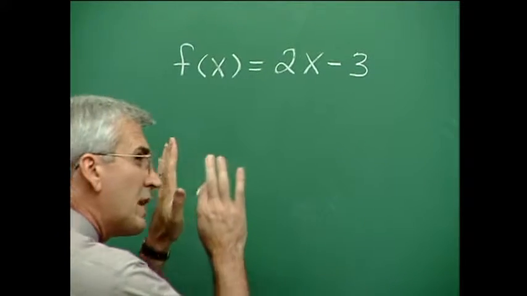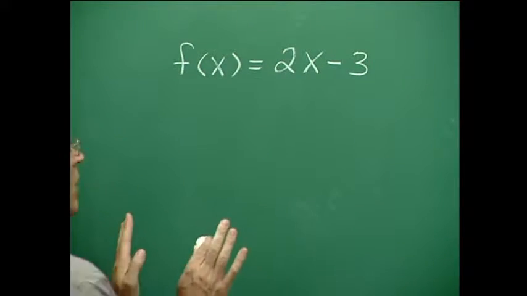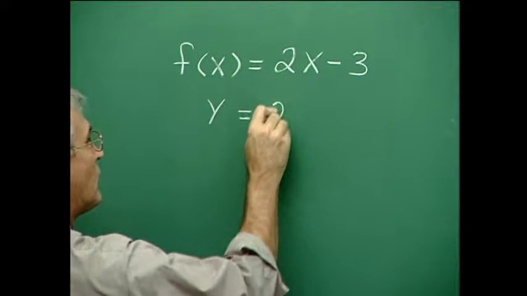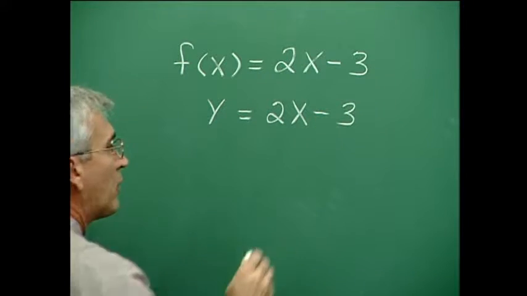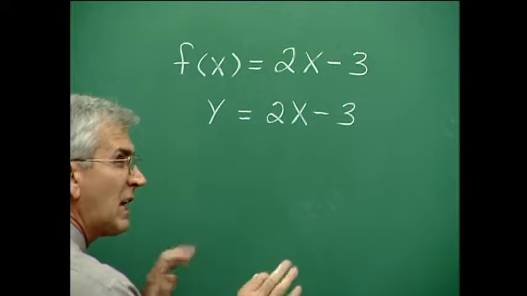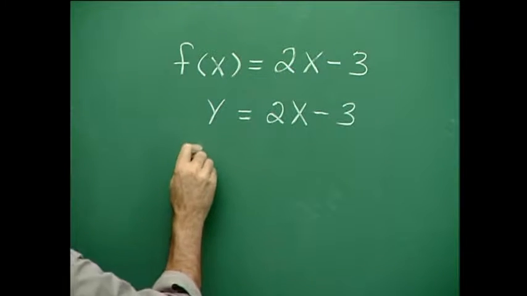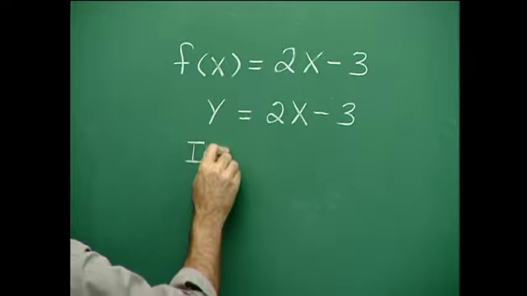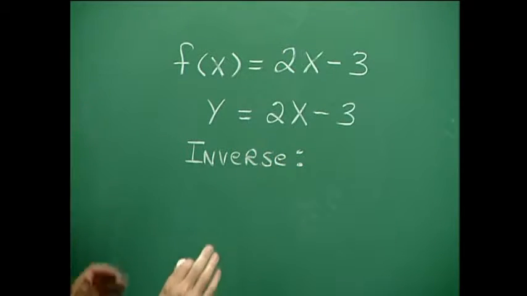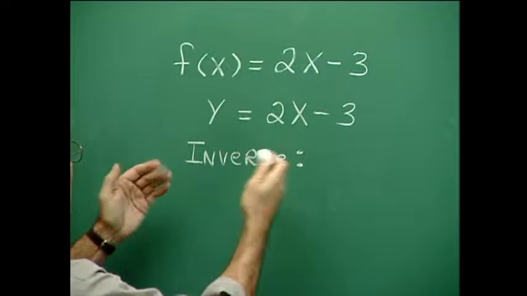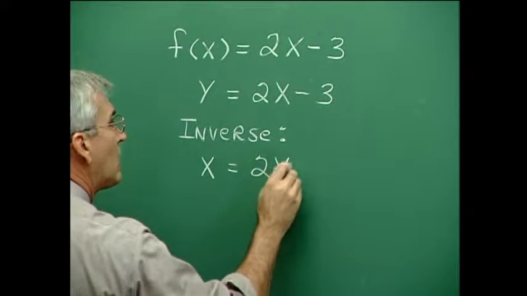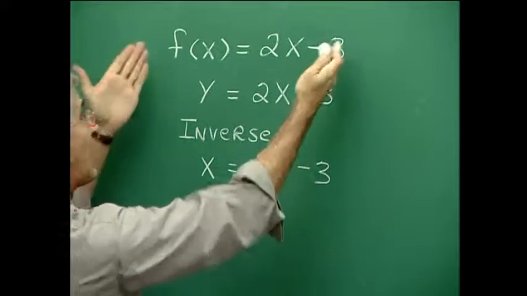Now, to think about generating an inverse, we are taking the function in its manipulative form, y equals 2x minus 3. And we're going to actually swap the role of x and y in this function. That's what inverse is all about. So to generate an inverse, we simply replace x with y and y with x. So y becomes x, x becomes y, and here we have the inverse of that function.